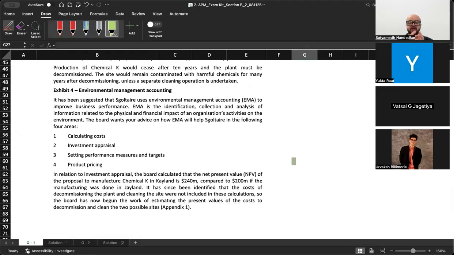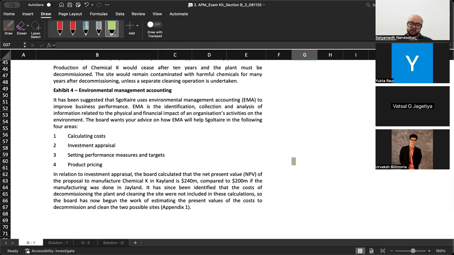EMA is the identification, collection, and analysis of information related to the physical and financial impact of an organization's activities on the environment. The board wants your advice on how EMA will help Sgolitaire in the following four areas: calculating cost, investment appraisal, setting performance measures, targets, and product pricing.